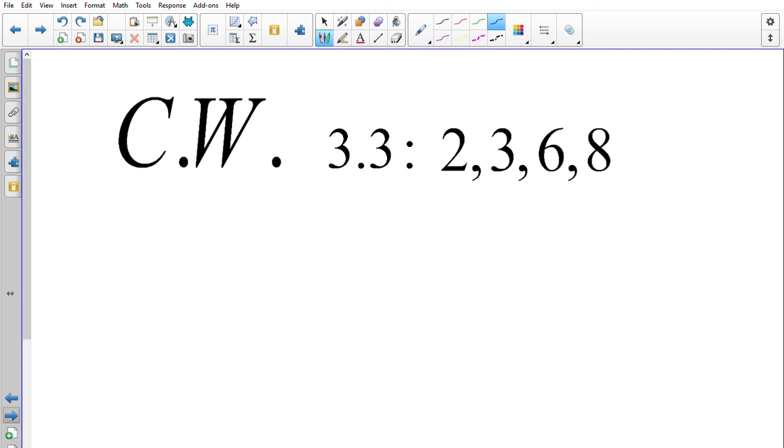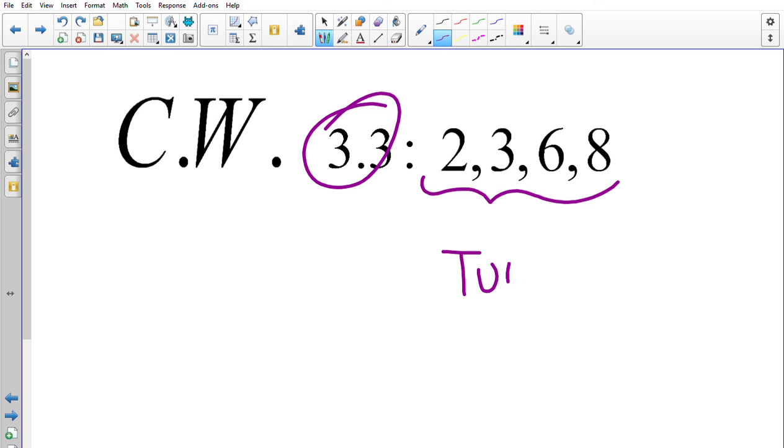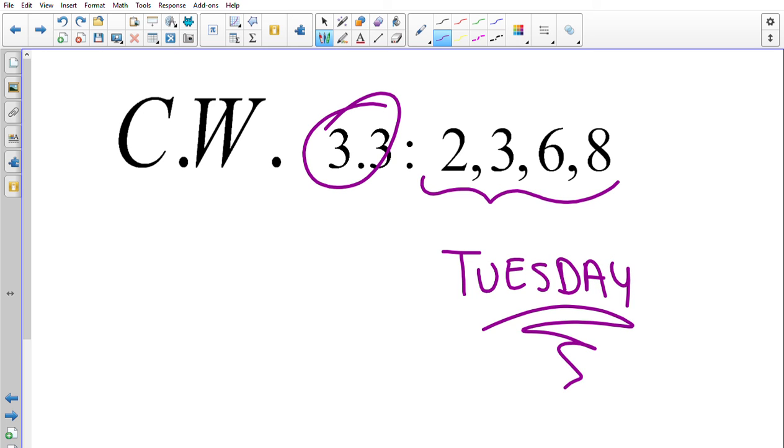Okay, your classwork for the day. Classwork, this is Unit 3.3, so this is Worksheet 3 in Chapter 3 or Unit 3. You guys have 4 problems, 2, 3, 6, and 8. Those are due on Tuesday, beginning of class. So I will continue with this tomorrow. 2, 3, 6, and 8. You may pause the video now.